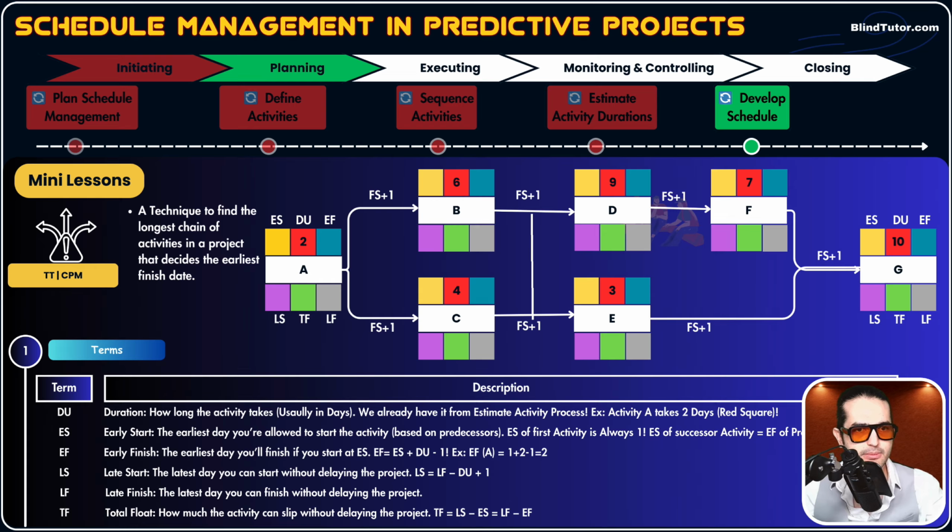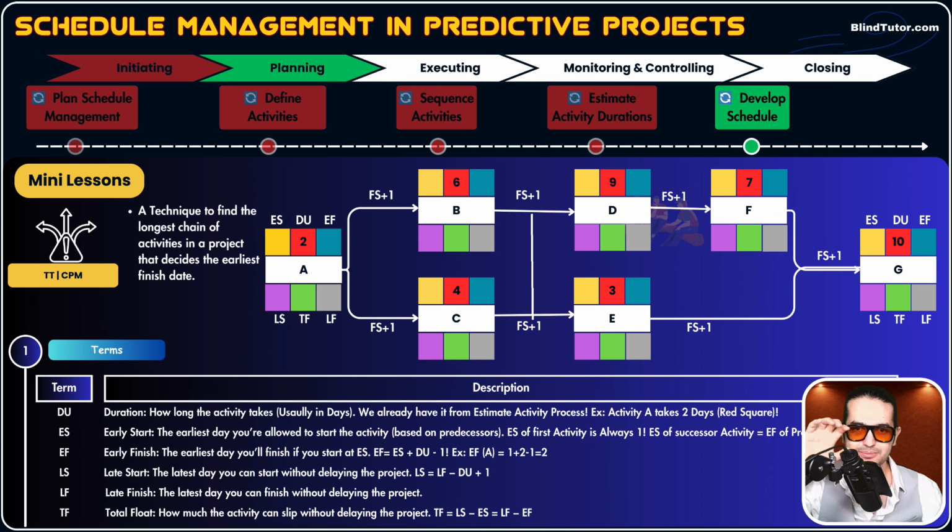The next term is EF, guys. Early finish. The earliest day you'll finish if you start at ES. Because your end date, your finish date of an activity, depends on your start date. And it depends on duration, guys. How long this activity will take. So it's an easy formula. EF of your activity equals ES plus duration minus 1.